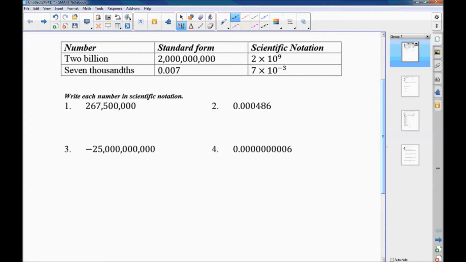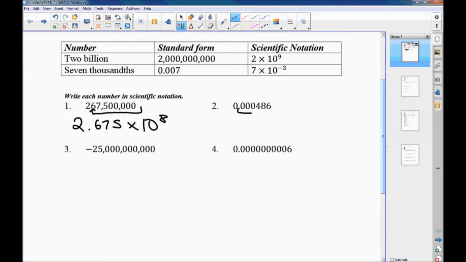267,500,000. We want to write this in scientific notation. So we change this to 2 point, and let's see, we have to pick up the decimal and move it between the 2 and the 6. So 2.675 times 10 to the, and that's 8 moves that we made, so 10 to the 8th power. Okay, so 2.675, that's a number between 1 and 10, and then times 10 to the 8, and 8 is an integer.